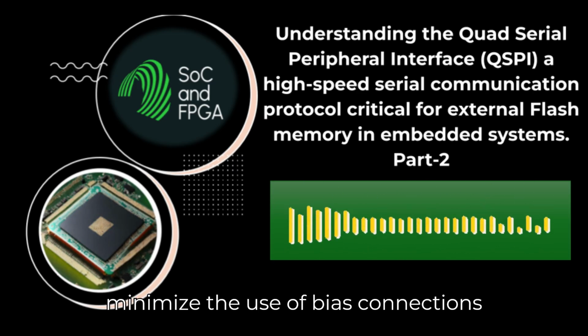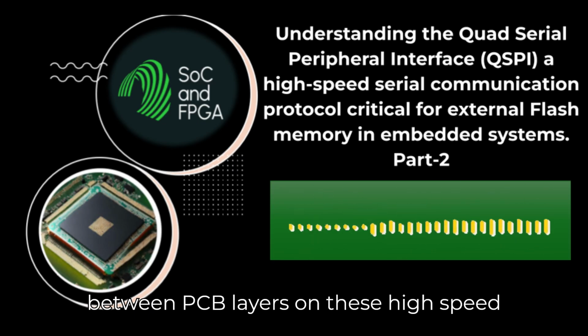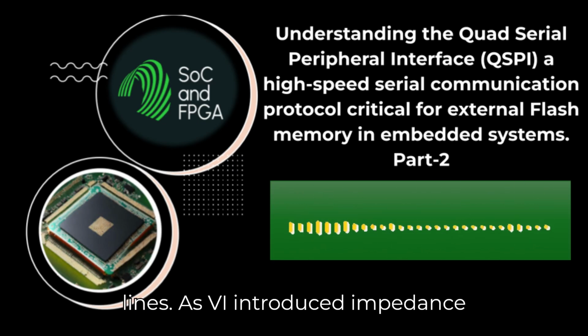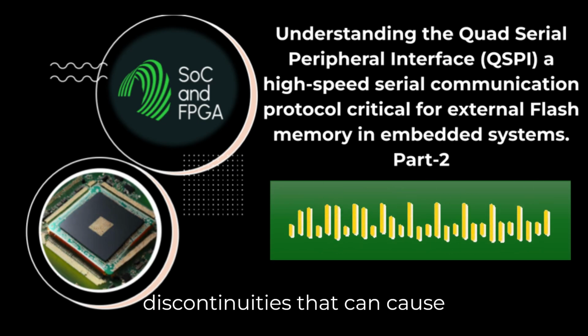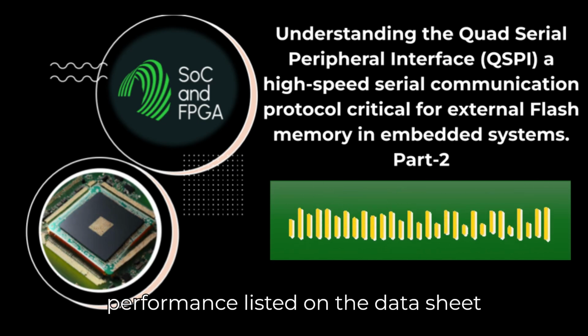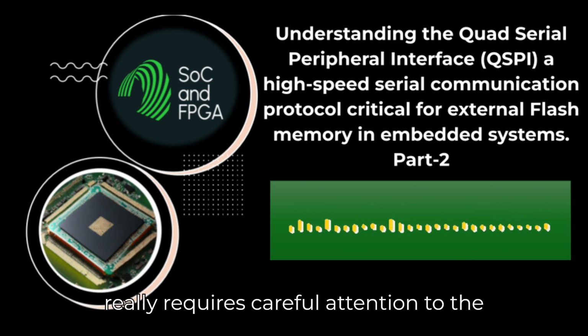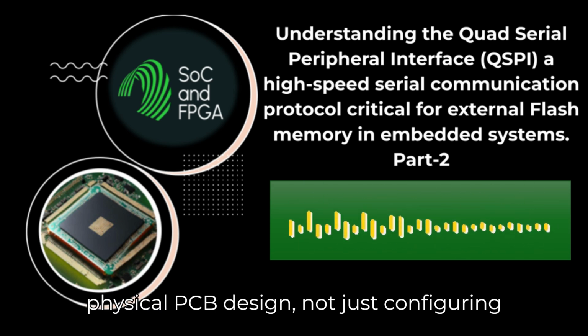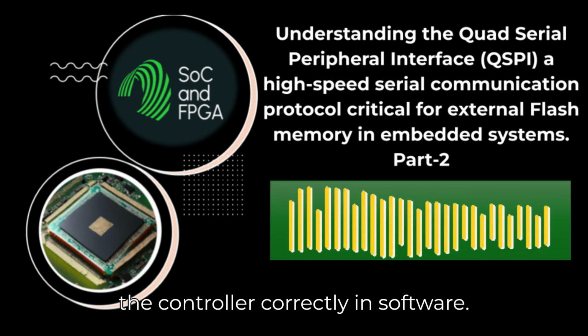You also want to minimize the use of vias, connections between PCB layers, on these high-speed lines, as vias introduce impedance discontinuities that can cause reflections and degrade the signal. So it sounds like achieving that maximum performance listed on the datasheet really requires careful attention to the physical PCB design, not just configuring the controller correctly in software.